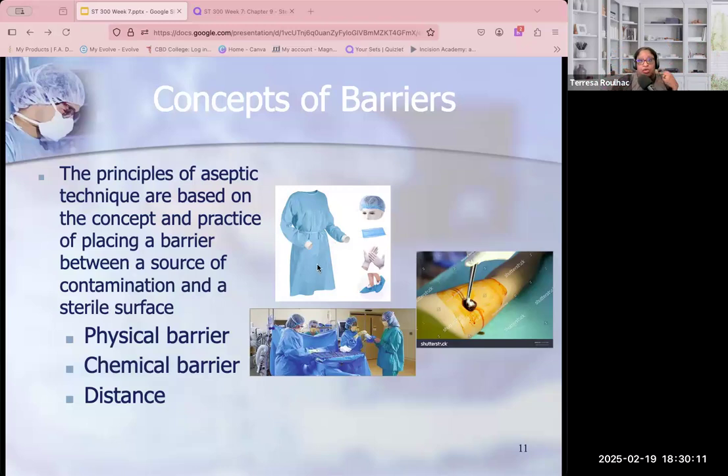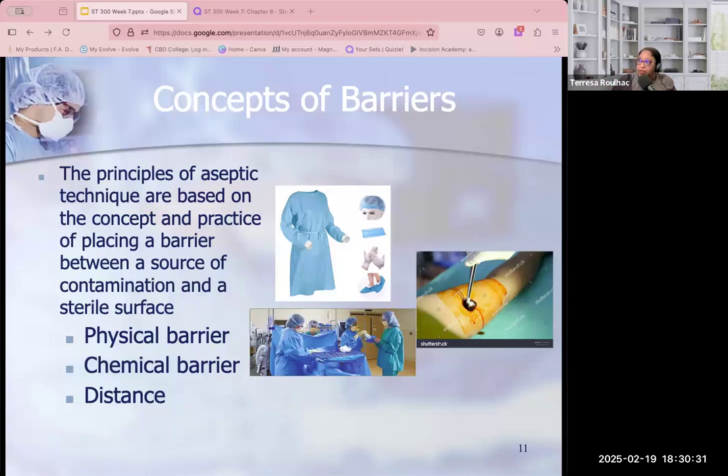If you're going to be in a lot of arthroscopy cases, we have the longer waterproof shoe covers that kind of go up to your knees, just to prevent or to have that physical barrier between a contaminated source and a sterile surface, again, preventing contamination.